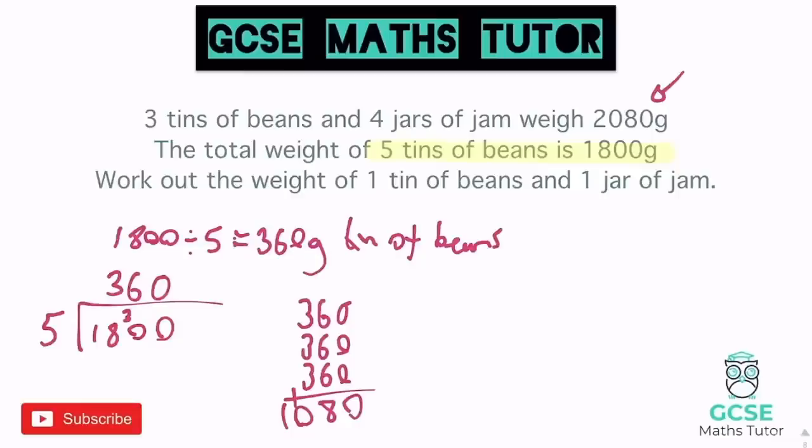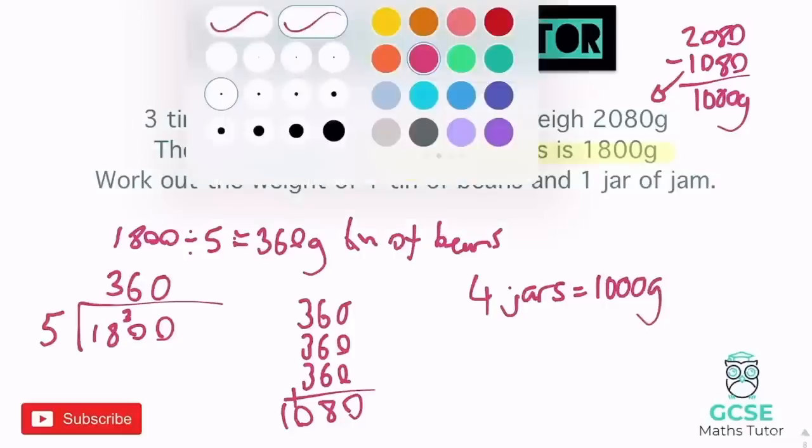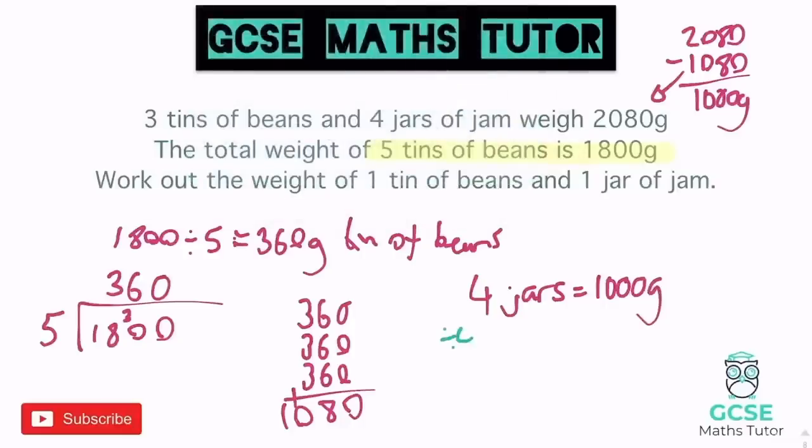So if we subtract that away from the original amount, 2,080 take away 1,080, that leaves us with 1,000 grams. So those 4 jars of jam, 4 jars equals 1,000 grams. And we want to know the weight of 1, so we can divide that by 4, and it gives us 1 jar equaling 250 grams. So there we go, 1 jar is 250 and 1 tin of beans was 360.